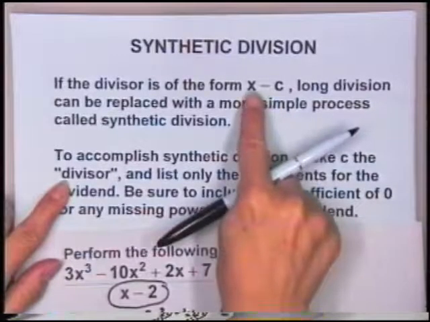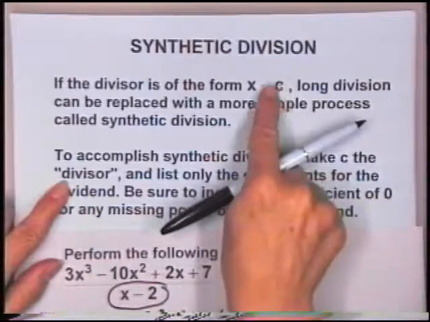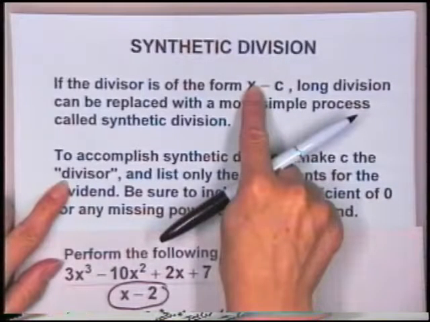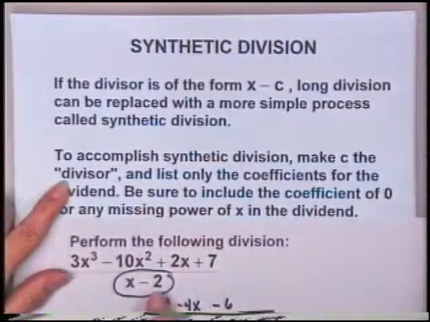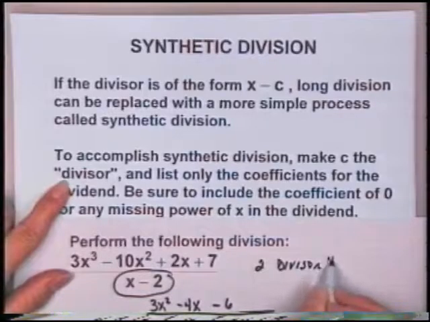Now let's talk about that c. Notice this says x subtract c. We're talking about c, what's being subtracted from x. That's going to be our divisor. What did we have subtracted from x here? 2. So 2 is going to be my divisor, so to speak here.